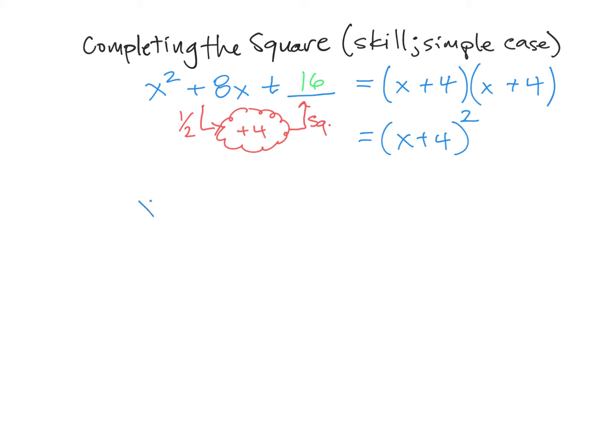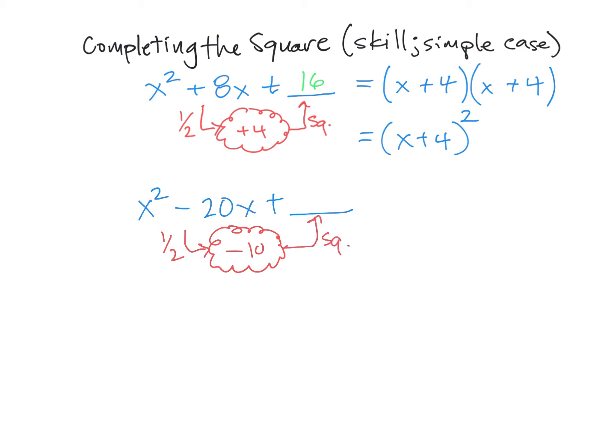What if this time I had x squared minus 20x plus what would complete that square? So in my head, I'm going to take half of that number. Half of a minus 20 is a minus 10. And then when I square that, negative 10 times negative 10 is a positive 100. So 100 is the number that I can add to the first two terms to make this a perfect square. Let's verify that. Let's factor it.